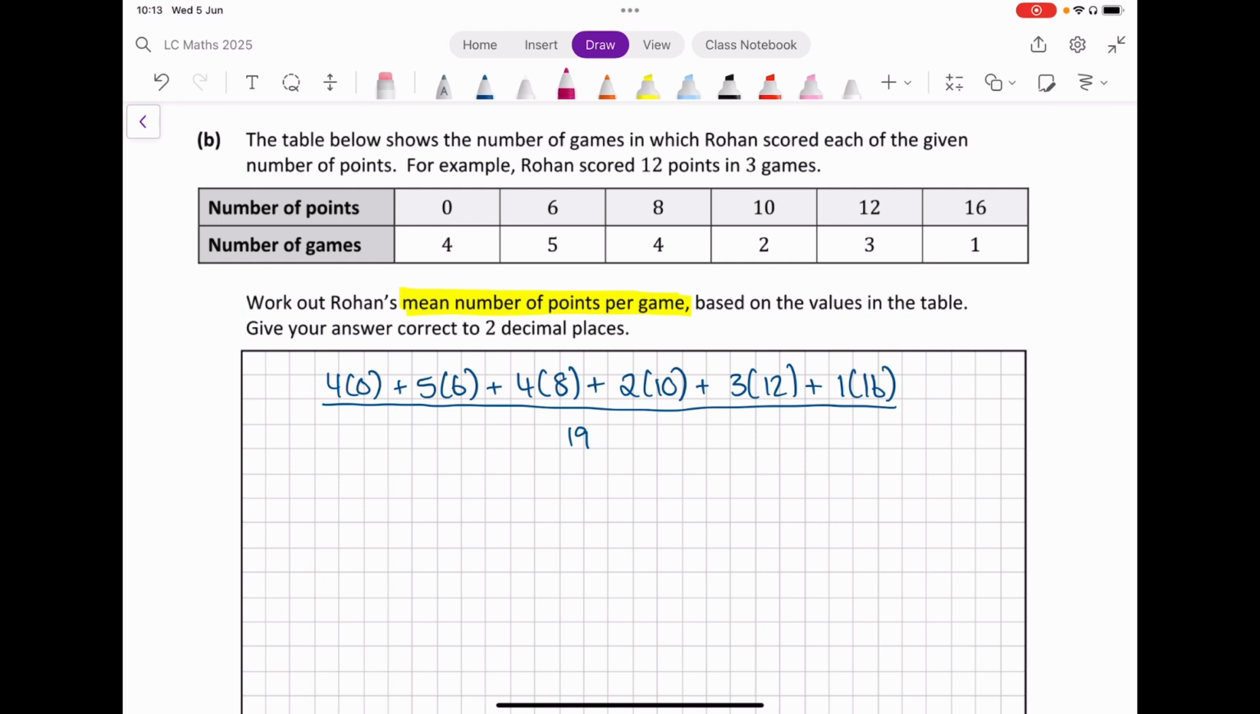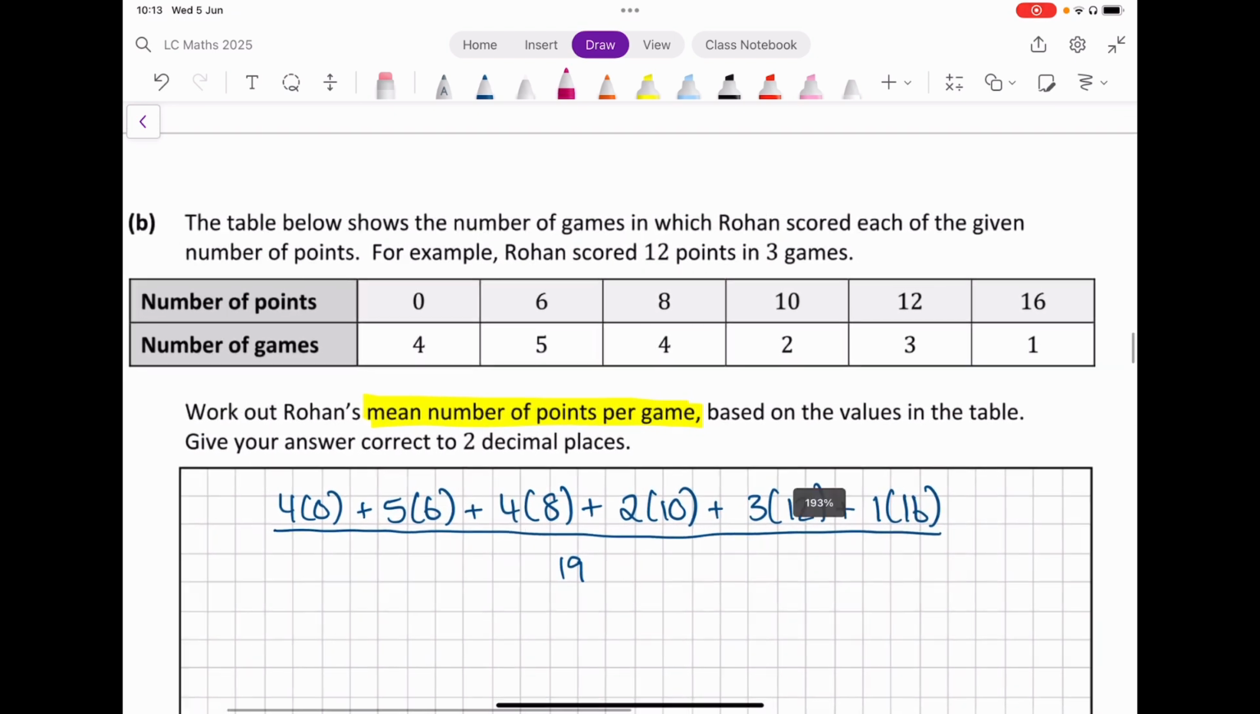So remembering, if I was to put these out in a single line, it would be, he did 0 points, 0 points, 0 points, 0 points. He did 6 points, 6 points.